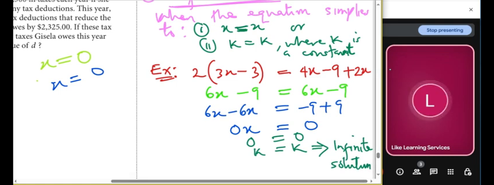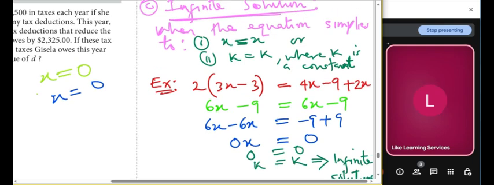Infinite solutions simply means that uncountable numbers of values of x will satisfy the condition. If x is 1, it will be correct. If x is 2, it will be correct. If x is 3, it will be correct. If x is 1 billion minus 10, it will be correct.